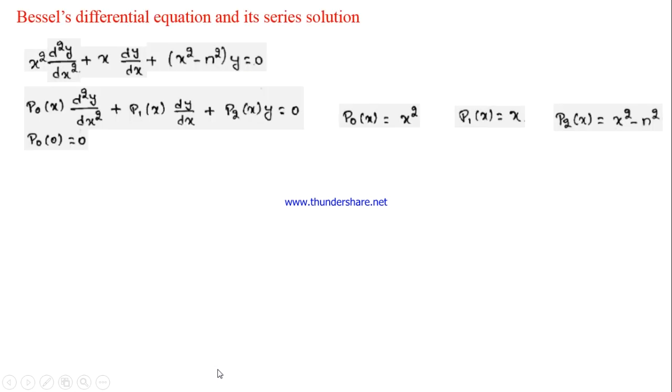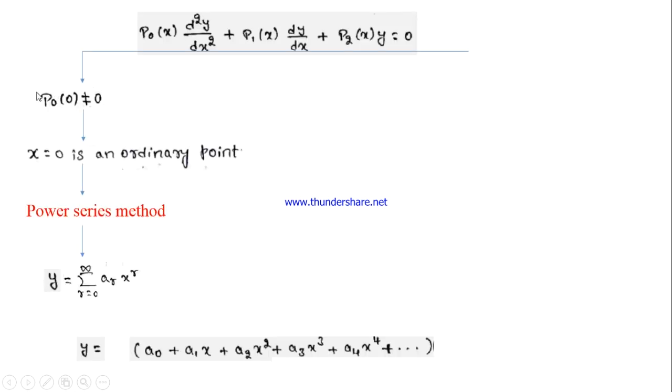Now, why can't we use this method for Bessel's equation? If I put x equal to 0 in it, this gives P naught of 0 is equal to 0, which means this condition is not satisfied here. So for Bessel's equation, x equal to 0 is not an ordinary point. Then what next? This is what we are going to check.